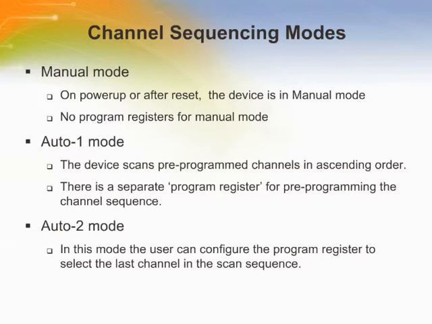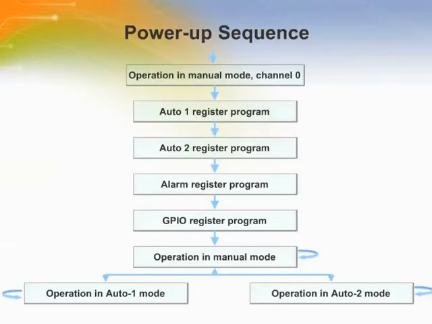There are different program registers such as Auto 1 mode programming for pre-programming the channel sequence, Auto 2 mode programming for selection of the last channel in the sequence. On power-up or after reset, the default channel is channel 0 and the device is in manual mode. The device power-up sequence is shown in the figure. Manual mode is the default power-up channel sequencing mode, and channel 0 is the first channel by default.